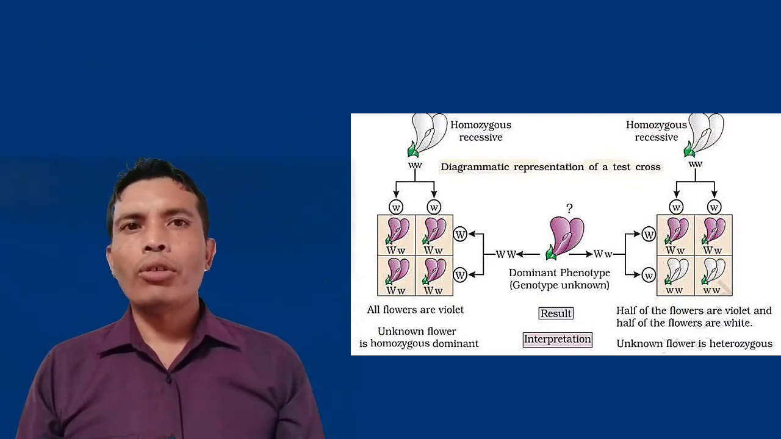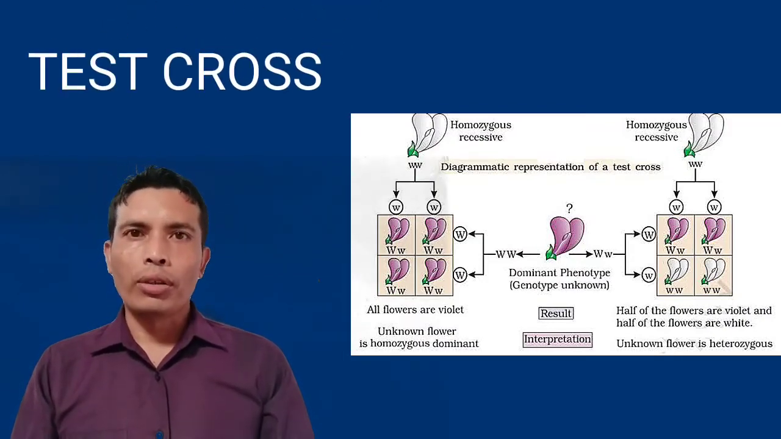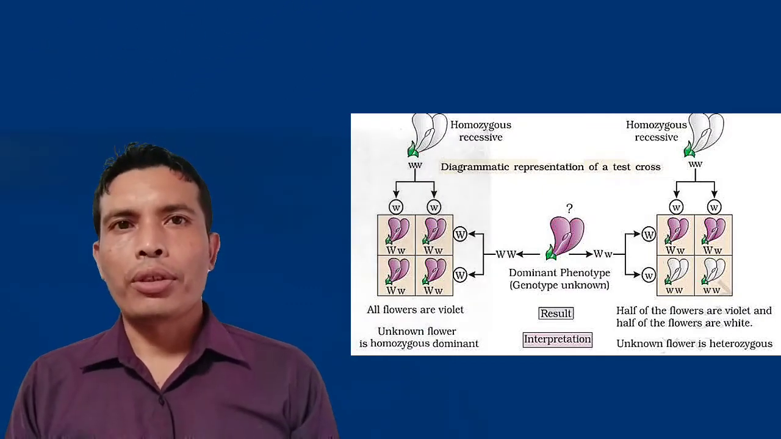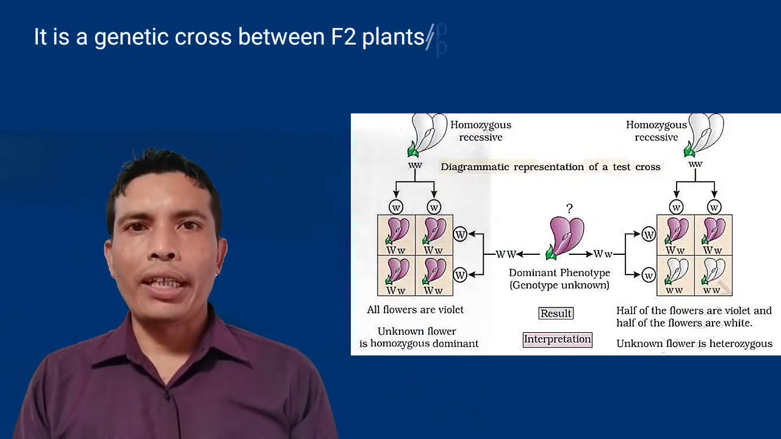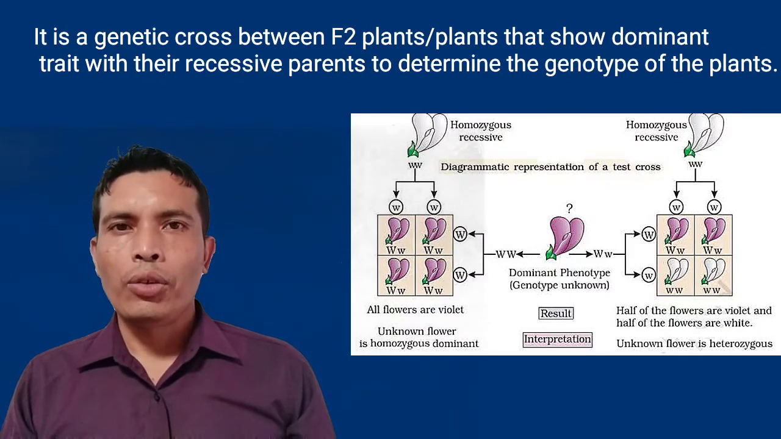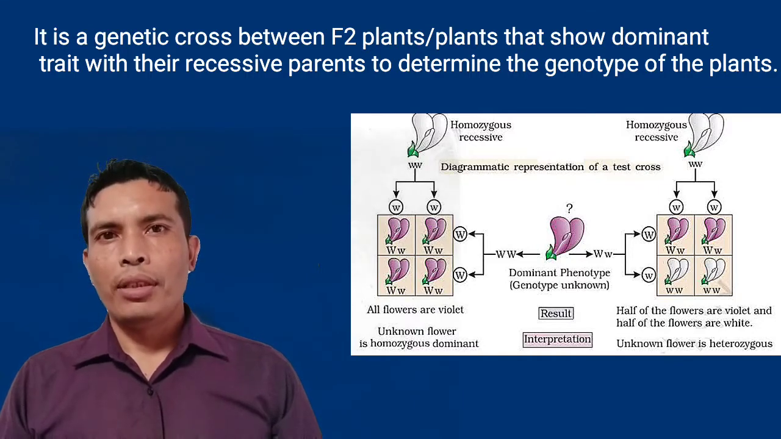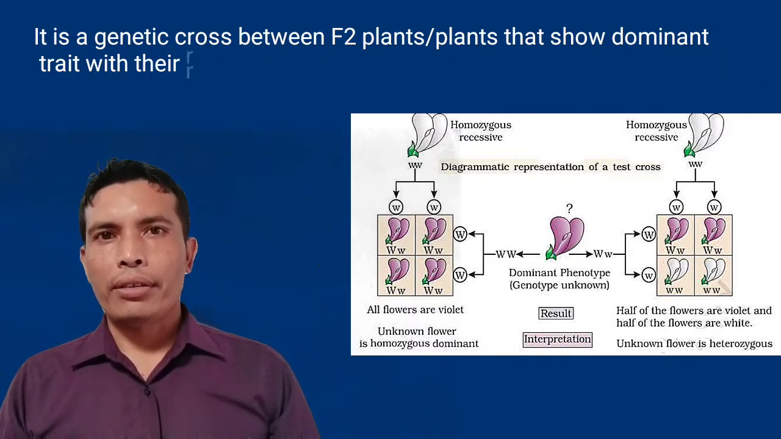To know the genotypes of F2 plants that show dominant traits, Mendel used a technique of genetic cross called test cross. What is a test cross? It is a genetic cross between F2 plant or plants that show dominant trait with their recessive parents to determine the genotype of the plants.